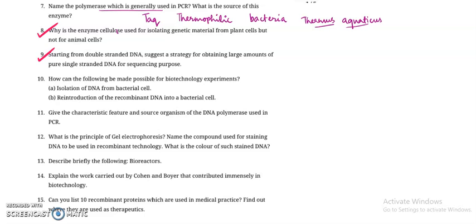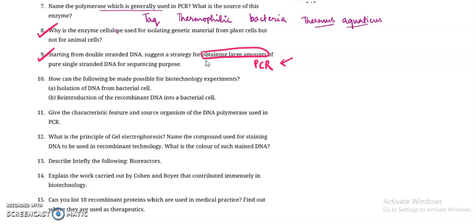Next question, starting from double-stranded DNA, suggest a strategy for obtaining a large amount of pure single-stranded DNA for the sequencing process. Here in this question, this is the key term, obtaining large amount of. So whenever you see it, please do quickly correlate that they are asking about PCR. The link to PCR will be given in the i button. If it is not clear to you, you can click on that video and get your concepts cleared.